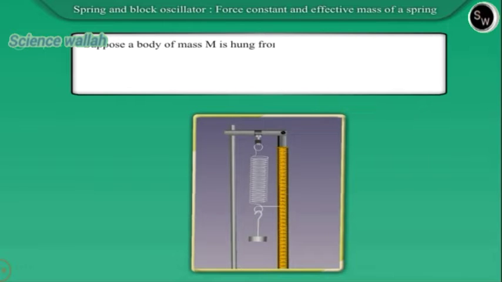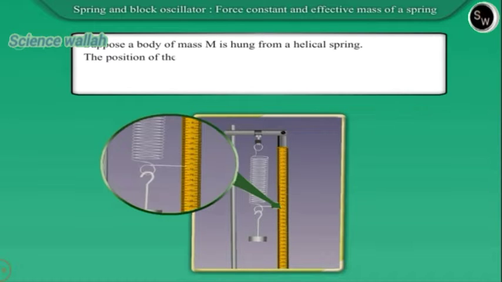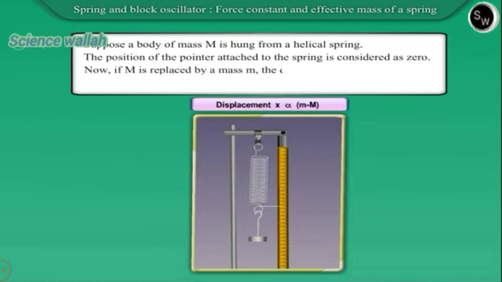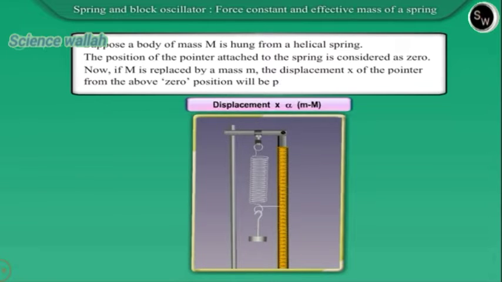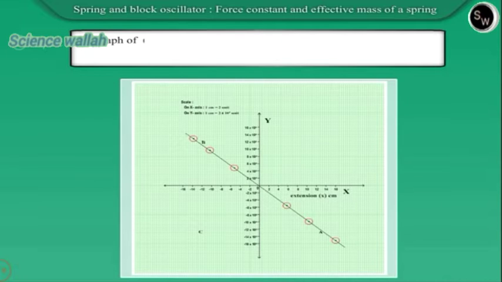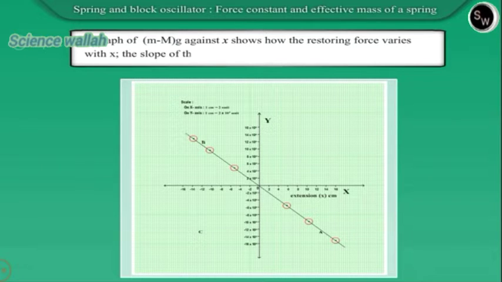Suppose a body of mass M is hung from a helical spring. The position of the pointer attached to the spring is considered as 0. Now, if M is replaced by a mass m, the displacement x of the pointer from the above 0 position will be proportional to m minus M, that is, small m minus capital M. A graph of (m minus M) into g against x shows how the restoring force varies with x. The slope of the graph is minus k.